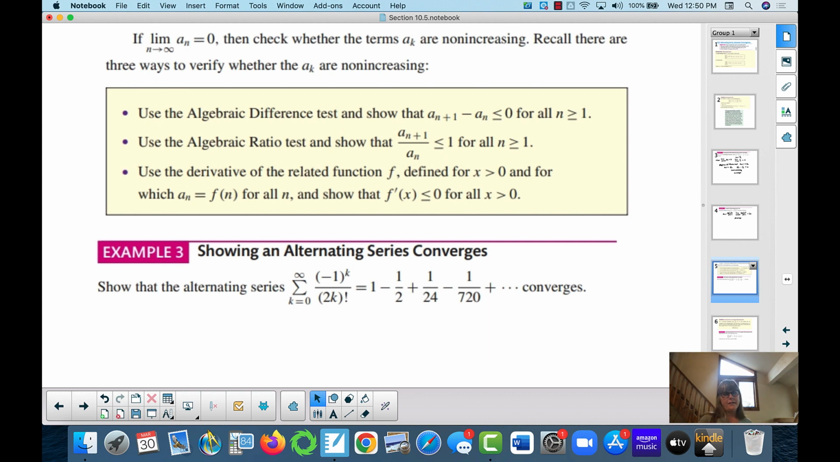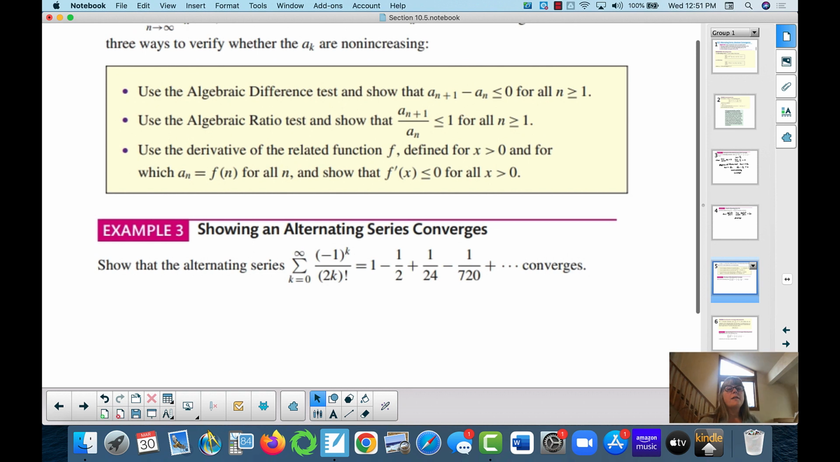The ratio test takes a term and makes a ratio of that and the term before it. And if that ratio is less than 1, then that means that this number is smaller than this number and it is decreasing. Those are decreasing terms. And if it's equal to 1, then again it means they're the same. So it's non-increasing. And then the derivative of a related function. So you take the function in terms of n and you make it equal to some f of x function.